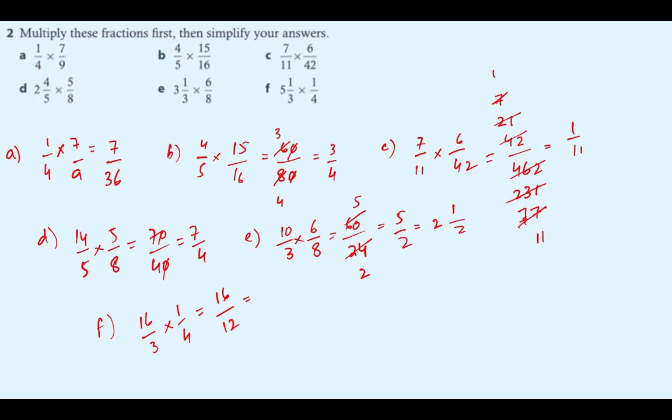3 4s are 12. And this can be simplified by the times table of 4. 4 3s are 12 and 4 4s are 16. So 4 over 3 is the answer for part F. And further it can be written as 3 whole 1 over 3.